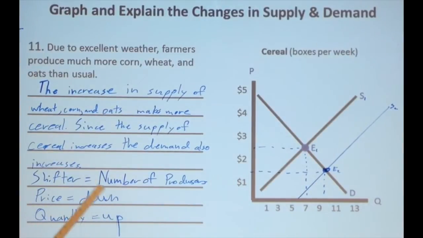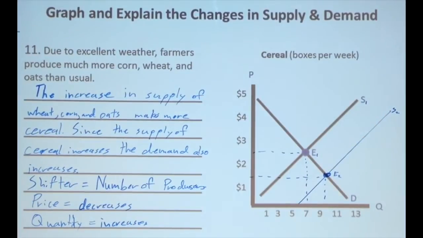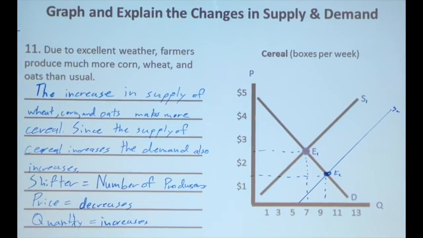The shifter is the number of producers, and the price will go down because there is a larger amount of cereal than there is usually. And because there's a larger amount of cereal, the quantity went up, so it's an increase.